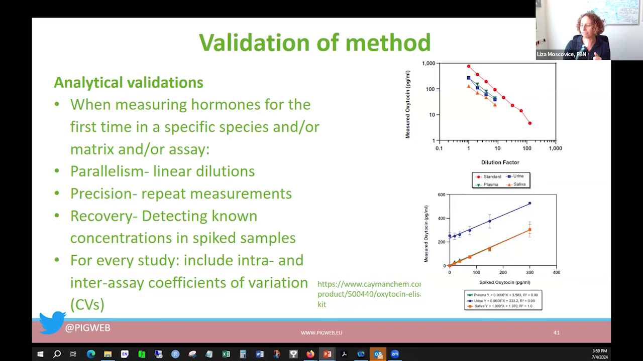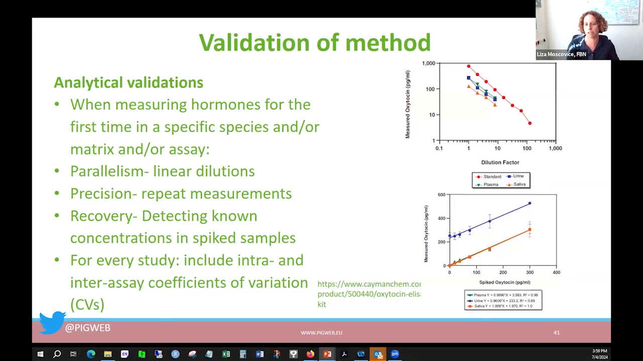You basically want to have 90 to 110% recovery of oxytocin in these different samples. And so that's the measurement of recovery. And there's really good step-by-step descriptions, I would say, of how that can be done when you look at enzyme immunoassay validations. So there's some good papers on that.